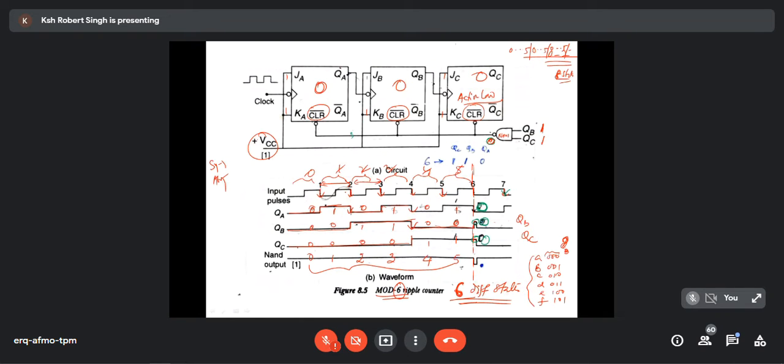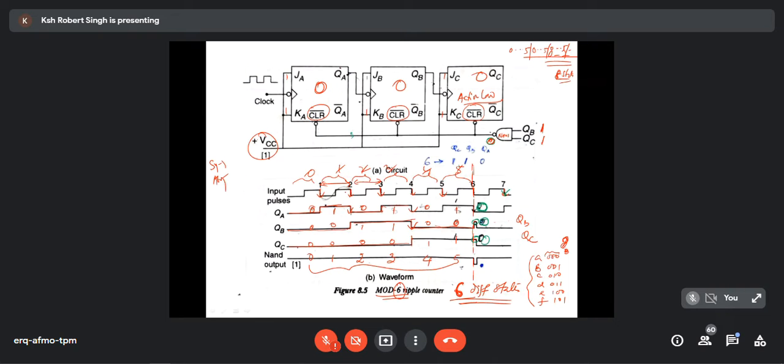Not clear, sir. No, sir. The function of the NAND gate is not that clear, sir.